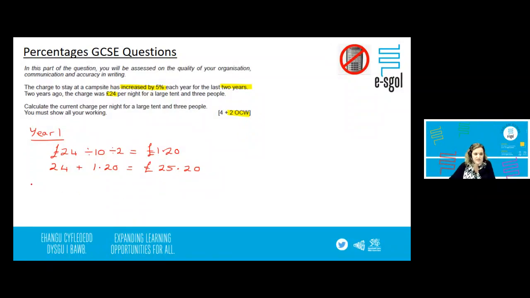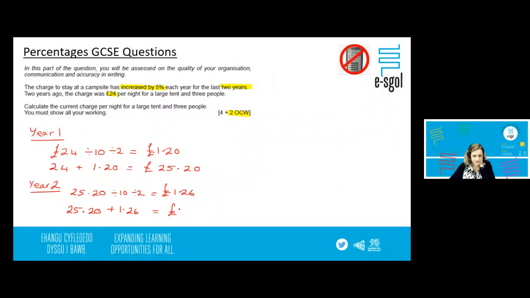So that would be the price if I stopped after 1 year. But this question is saying what is the price after 2 years? So actually all we have to do is repeat the process, but this time we don't start with £24. We now start with this £25.20. We're going to divide by 10 and half that, divide by 2 again, and that gives us £1.26. That gets added on to what we started with for this year. Don't go back to the £24, okay, it's the £25.20.